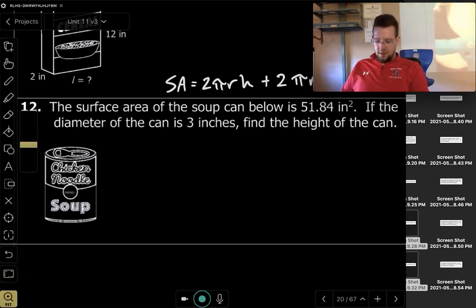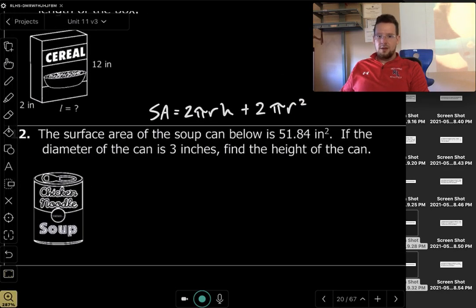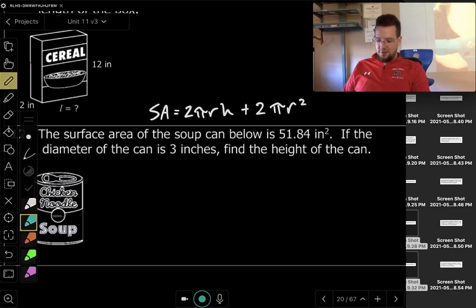So let's move this down here. Now, what do we need to do? Well, we need to read through this and declare some variables. We're told that the surface area is 51.84. We're told the diameter, well, we don't need diameter. What do we need? We need the radius.